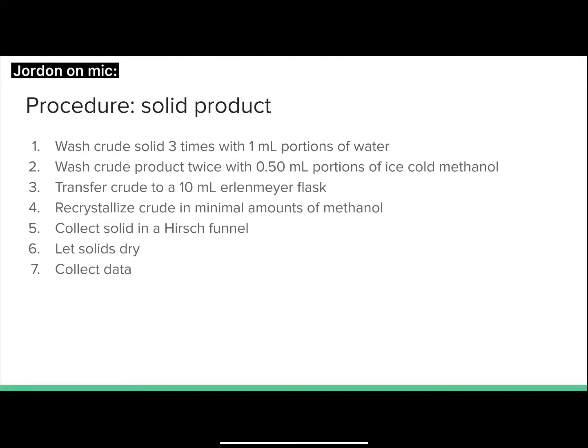The procedure for a solid product is as follows. Step 1, wash the crude solid 3 times with 1 milliliter portions of water. Step 2, wash the crude product twice with 0.5 milliliter portions of ice-cold methanol. Step 3, transfer the crude product to a 10 milliliter Erlenmeyer flask. Step 4, recrystallize the crude in a minimal amount of ethanol. Step 5, collect the solids in a Hirsch funnel. Step 6, let solids dry. And step 7, collect data.